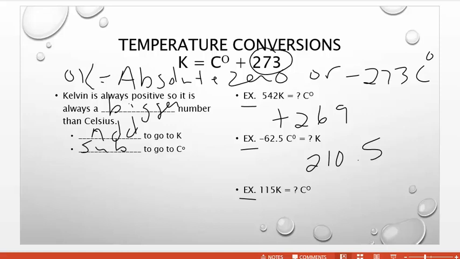And for the last one, the answer is negative 158, I believe. Make sure I have that correct. 115 minus 273, because we're going to Celsius. Yep, it's a negative 158 degrees. Again, which is why we use Kelvin rather than Celsius, because in this case, you've got a negative, and negatives are not good to use when we're doing our calculations.